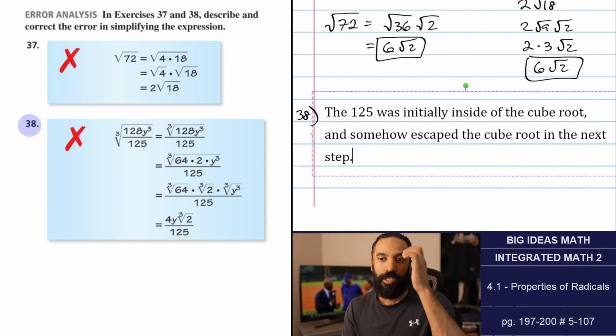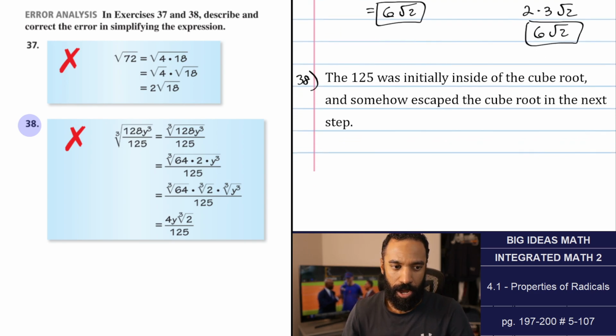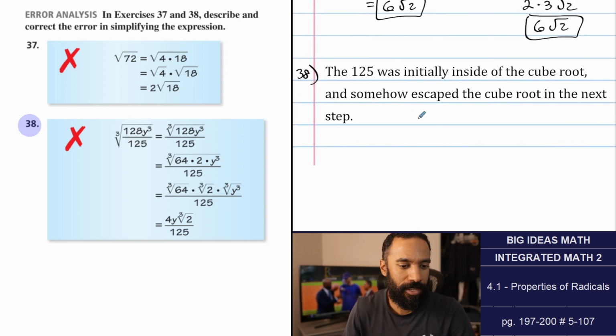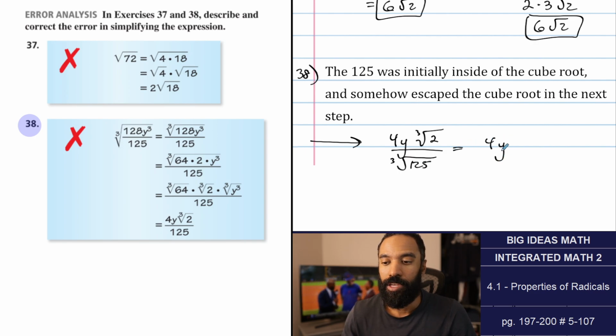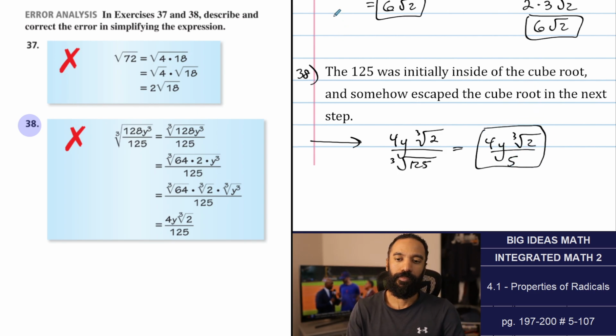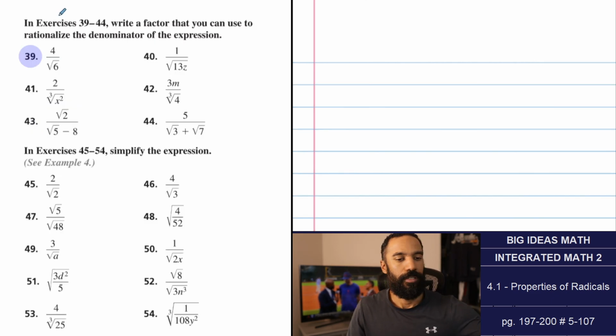So I'm not going to change the whole problem. They simplified the top correctly to my knowledge. It looks correct, so I'm going to stick with that. I'm going to take this into 4y times the cube root of 2 all over the cube root of 125. And at that point, the cube root of 125 is 5. So 4y times the cube root of 2 all over 5. And that's your final result. Okay, looks good to me. Let's go ahead and move forward here. Give me a second.